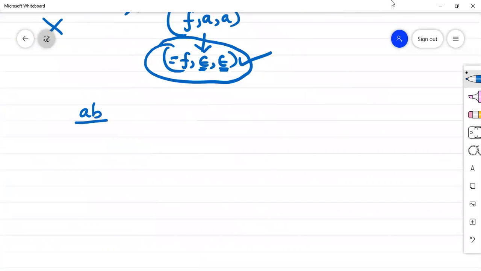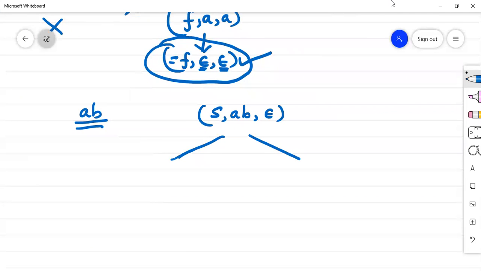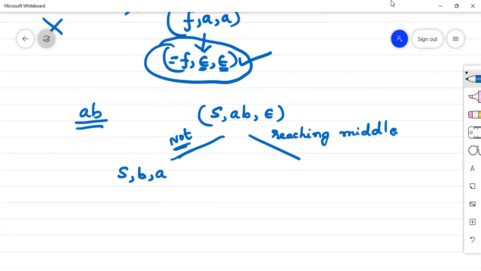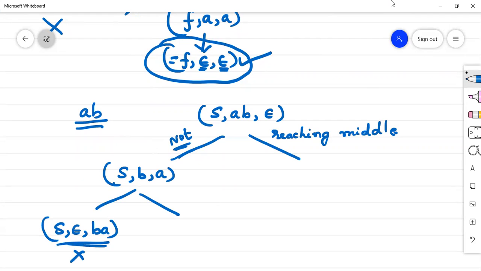For example, if I take AB, we'll start with starting state, AB, nothing inside the stack. Again, assumption is you reached the middle and you did not reach the middle. So this is not reaching middle, and this is reaching middle. So if I don't reach middle, the assumption, then I'm going to push that, isn't it? Again here, if I assume this is not middle, I'm going to push B. And for this, there is no transition, so it stops.